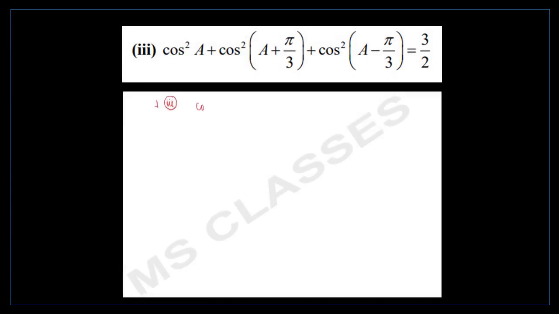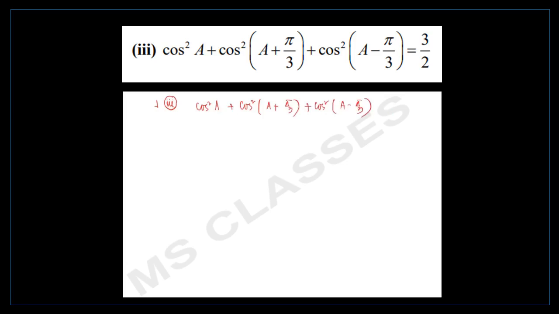cos²A + cos²(A + π/3) + cos²(A − π/3). We have to prove that this is equal to 3/2.